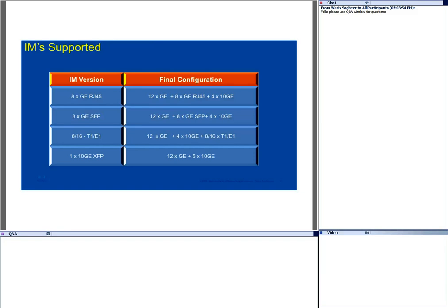Okay, these are supported for now: 8 gig RJ45, 8 gig SFP, in order to increase the gig density on the platform, and the 816 T1E1, and also there is a 10 gig XFP based IM. We have additional IMs that will be supported on the roadmap. For now, these are the IMs that we are shipping with the 12SE variant.